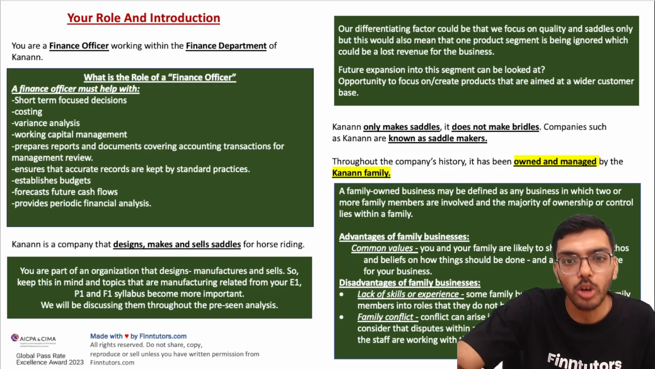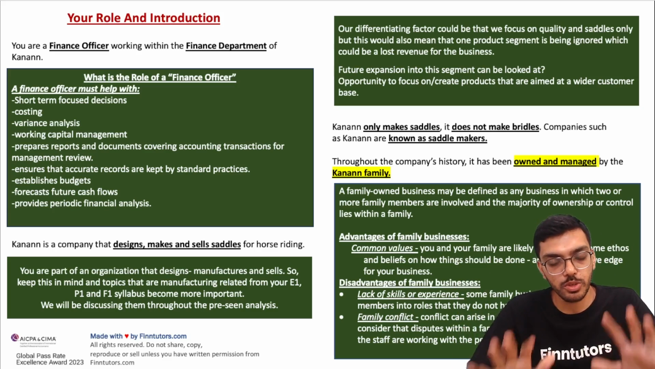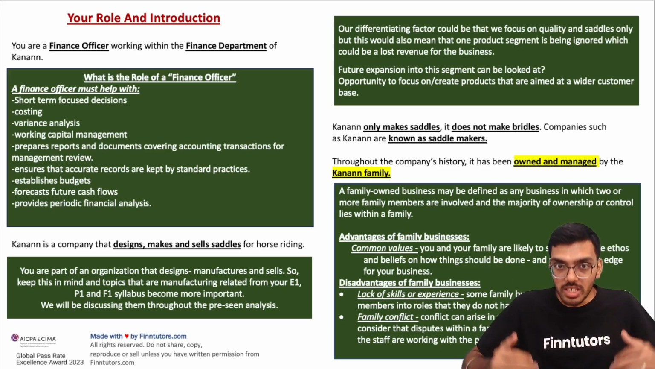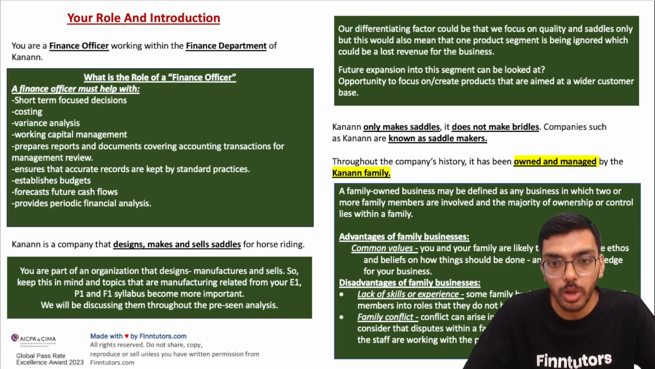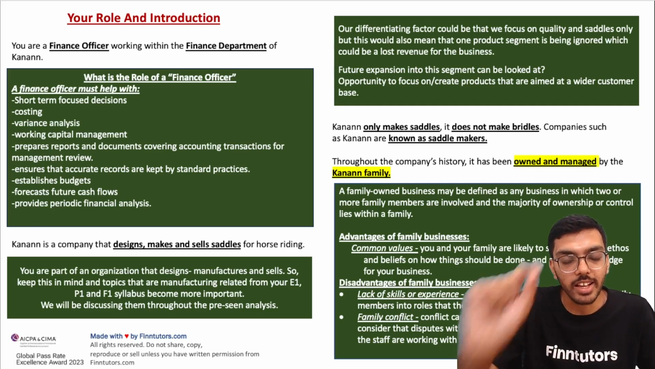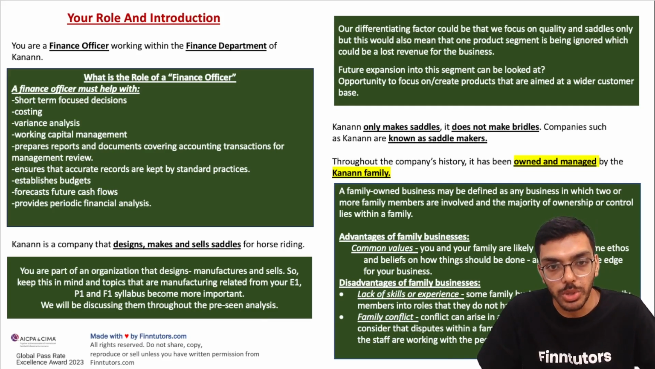Now these green boxes or yellow boxes deeper which you see are ones which we have put up. So these are our ideas, these are our questions, these are our relations to E1, P1 and F1 that we make throughout the pre-seen, giving you ideas and explaining every part to you.